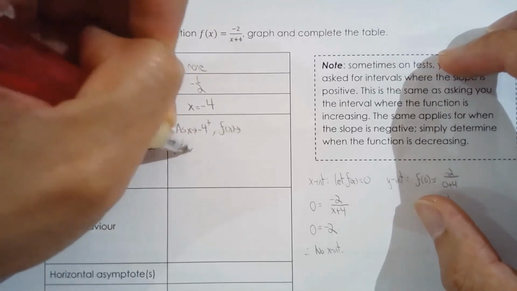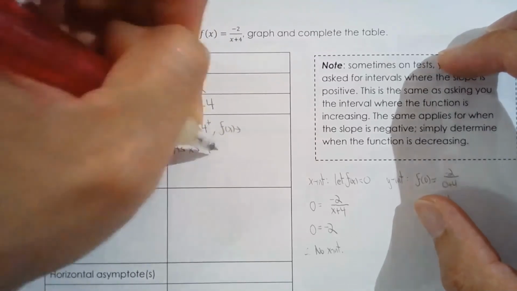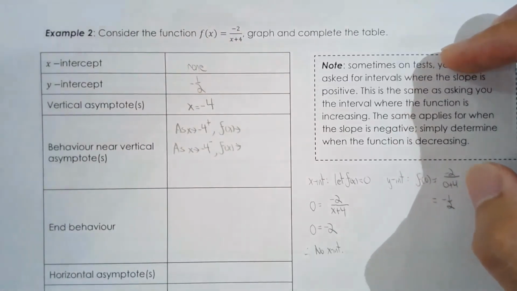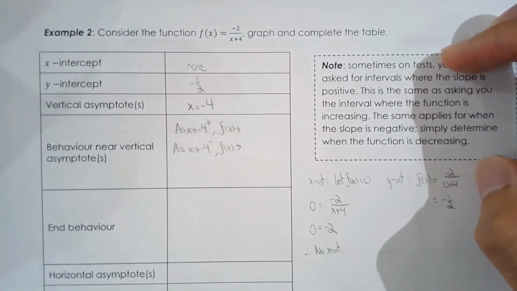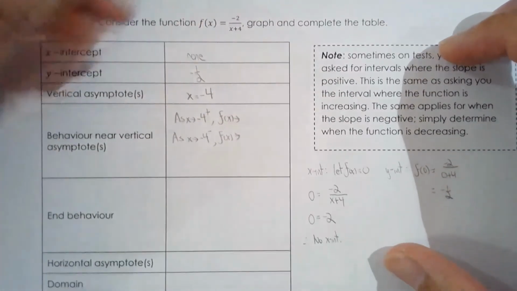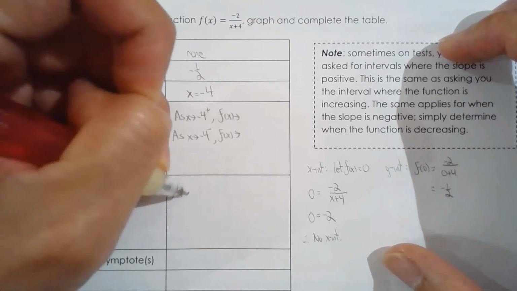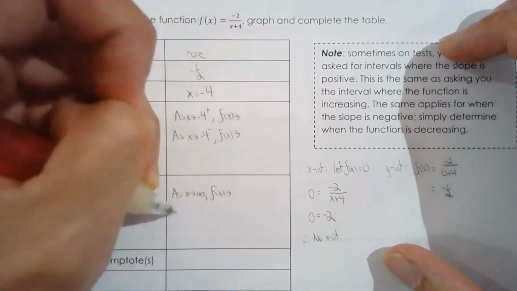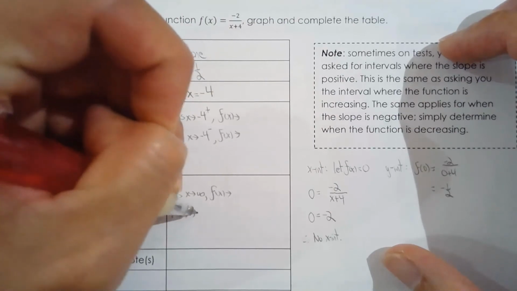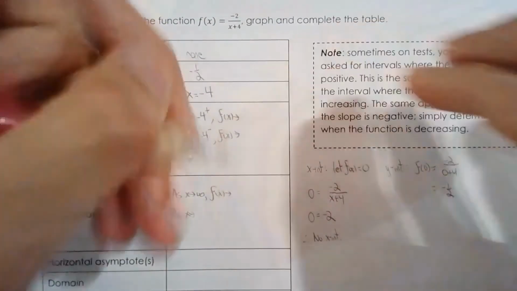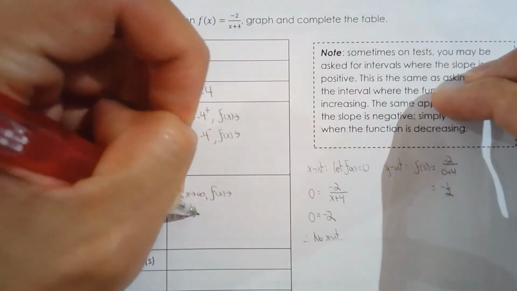And as x approaches negative 4 from the left, what's happening to my function? Remember, one of two things is happening. It's either going towards positive infinity or negative infinity. Okay. Now, what about end behavior? As x approaches infinity, what's happening to my function? As x approaches negative infinity. So one is to the far right and one is to the far left.